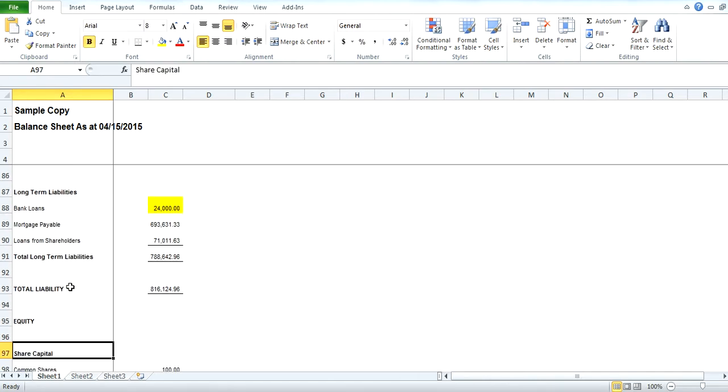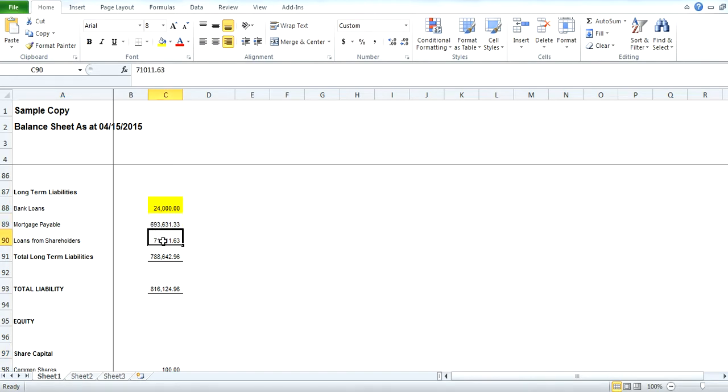Long-term liabilities, so I briefly touched upon this one already. Anything outside of the 12 months, so the portion of your loans outstanding beyond 12 months, mortgages payable, typically 20, 25, 30-year terms, you'll have those valuations and you'll report them within this section.